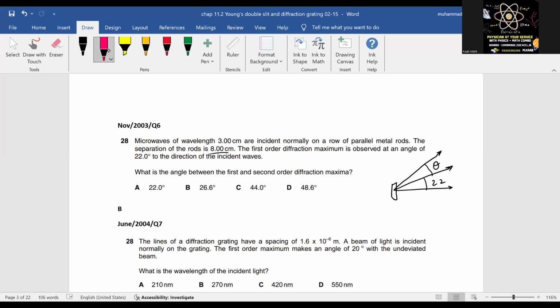Now n lambda equals d sine theta. We are actually interested in the second order. So I'm putting n as 2, and the wavelength of the microwave is 3 times 10 to the power -2, equals d, and these parallel metal rods are actually acting as a grid. Their separation is 8 centimeters, so 8 times 10 to the power -2. You know that if you have a smaller wavelength, you use a smaller separation. If you have a larger wavelength, you use a larger separation accordingly. This is how diffraction occurs. And sine theta: 3 times 2 is 6, so 6 times 10 to the power -2 divided by 8 times 10 to the power -2. The exponents cancel. You can take sine inverse of it. Sine inverse of 3 over 4 is how much?